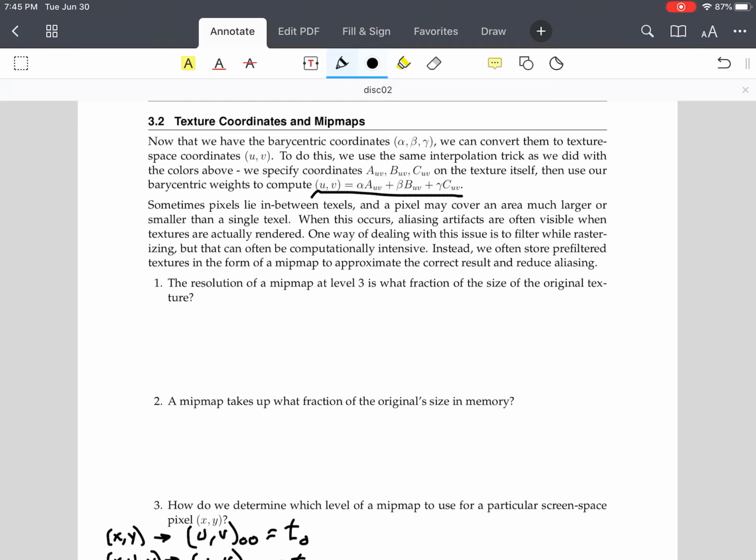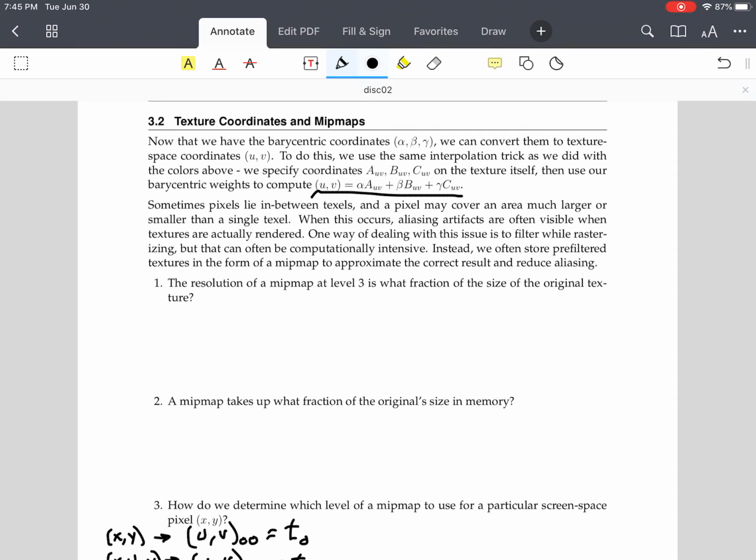However, it's not perfect. We don't always get a pixel directly on a texel. So a pixel may cover a larger area or a smaller area. And when this happens, we essentially get aliasing. We get jaggies, we get pictures that don't look as good when we render them.